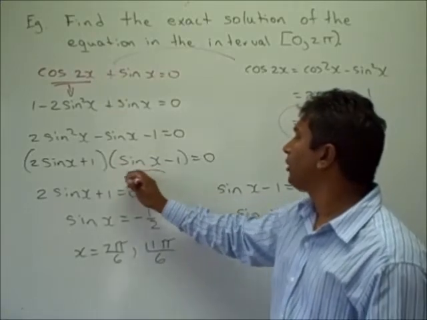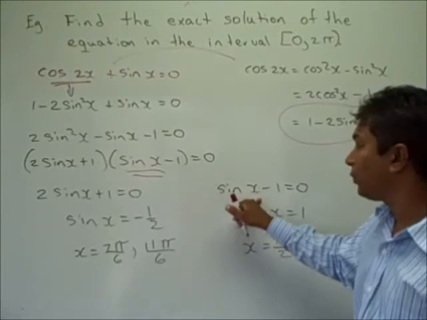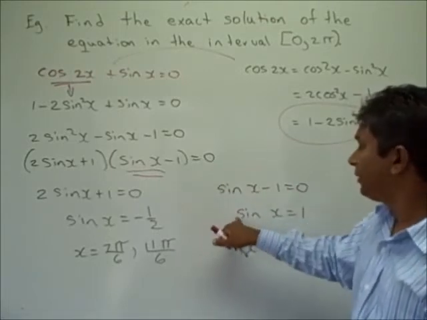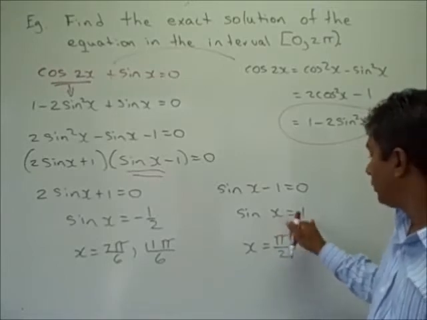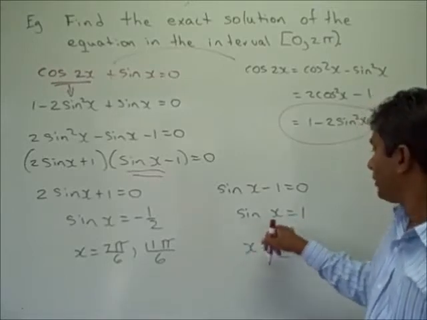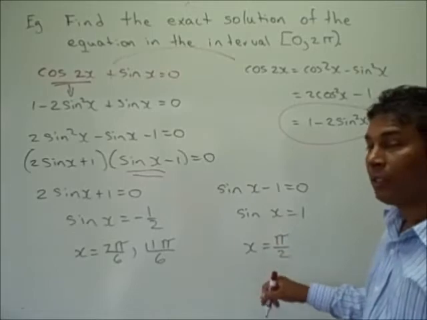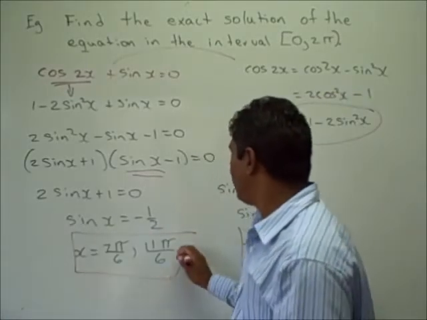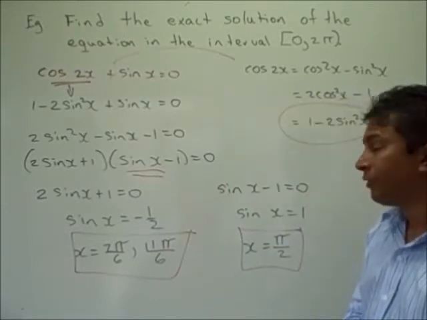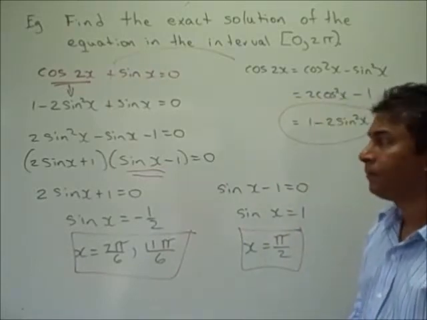Now our second factor set to 0: we have sine x minus 1 is equal to 0, which means sine of x must equal 1. The arcsine of 1 would be pi over 2. So the 3 solutions for this equation would be 7 pi over 6, 11 pi over 6, and pi over 2.